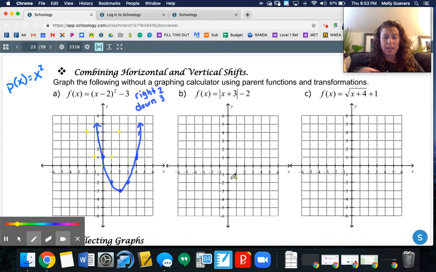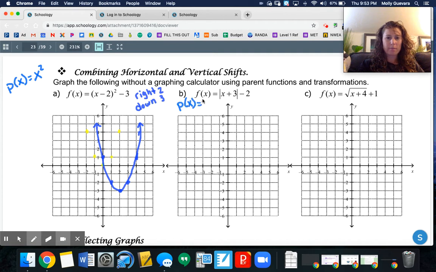Alrighty, so let's see how we did here. Here my parent graph. I guess I should have stayed in blue, huh? My parent graph is the absolute value of x. Okay, so if I were to draw that graph, it would be 0, 0, 1, 1, 2, 2, right? And so on and so forth. And then also in the negative direction as well.